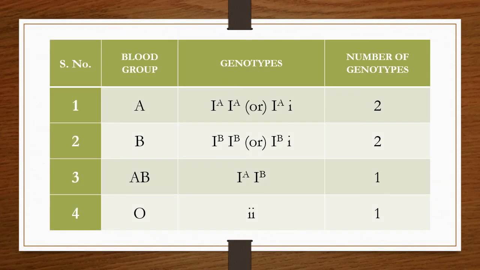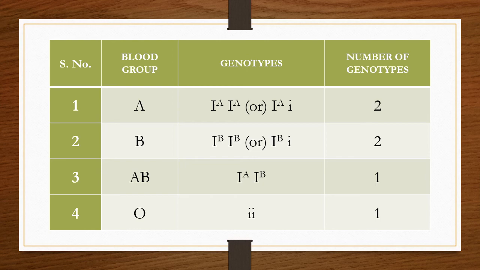Let's see the various blood groups and their genotypes. Blood group A shows the genotype IA IA or IA small i. Blood group B: IB IB or IB small i. Blood group AB: IA IB is the genotype. Blood group O genotype is small i small i.